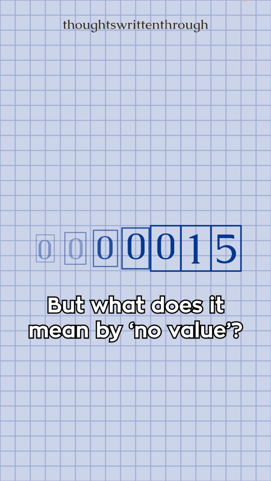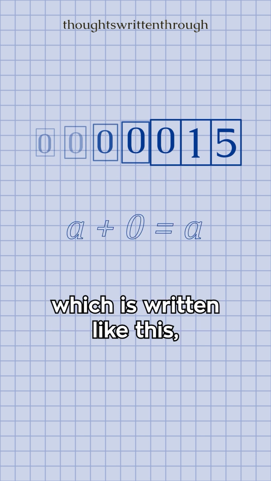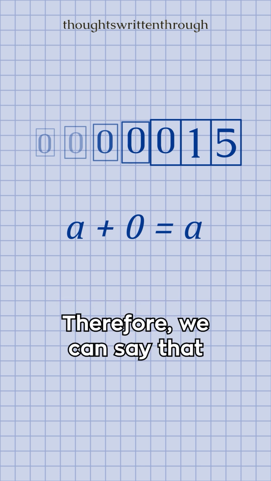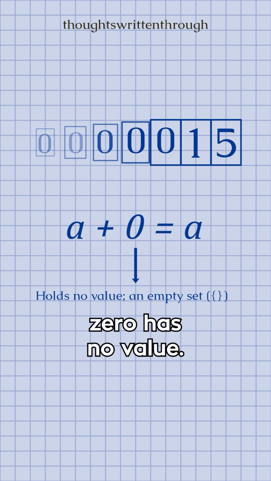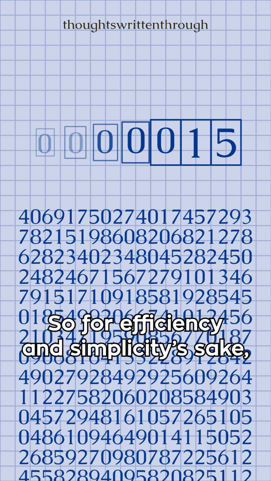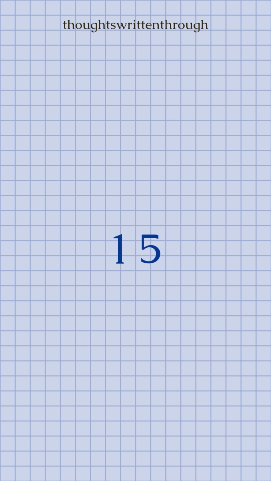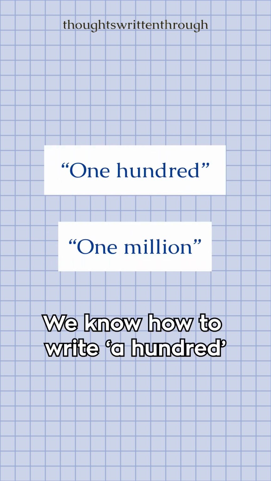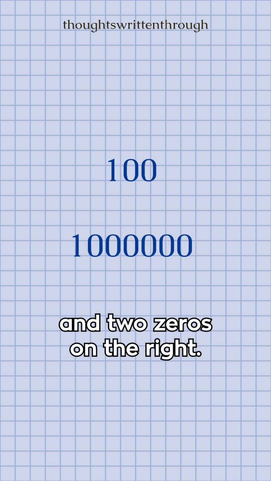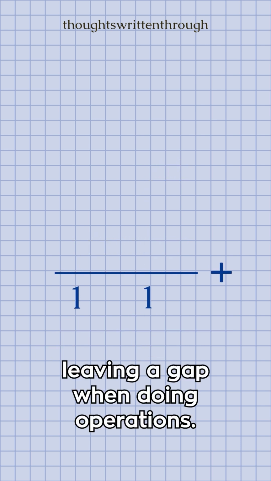But what does it mean by no value? In the first definition of addition recursion, which is written like this, no change has been made in the variable A, therefore we can say that 0 has no value. Also, we didn't know how big numbers can get from operations, so for efficiency and simplicity's sake, we can remove all the zeros on the left. What about 100, million? We know how to write 100 by putting 1 in the third digit and 2 zeros on the right. It's quite funny if we also remove the zeros from those numbers, leaving a gap when doing operations.